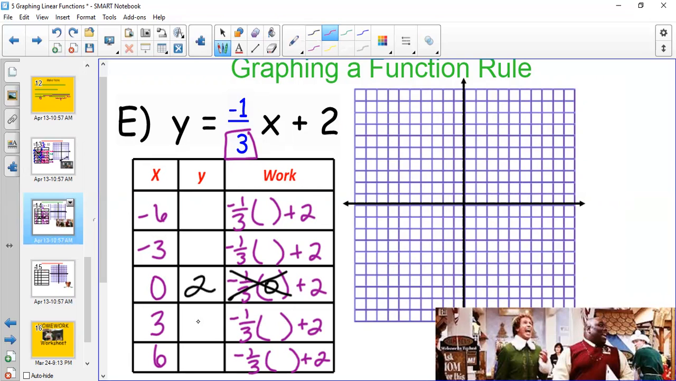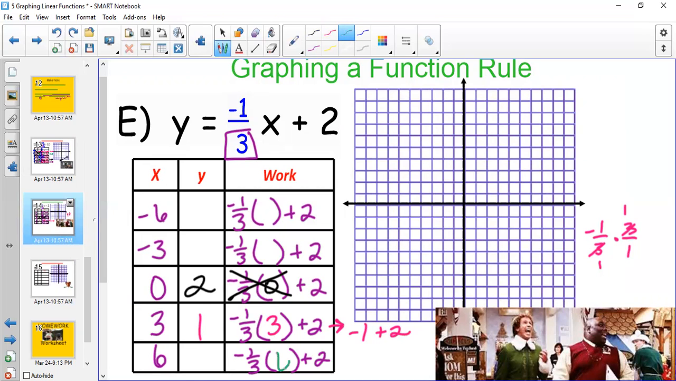Okay, I'm going to plug in, let's do a positive here. -1/3, again, you can use a calculator if you need to. A lot of you don't have to, which is fine, but feel free to use one if you need to. -1/3 times 3/1. If you notice, the 3's are going to cancel out to be 1's. So this would be -1, but don't forget to add that 2 to give us an answer of 1.